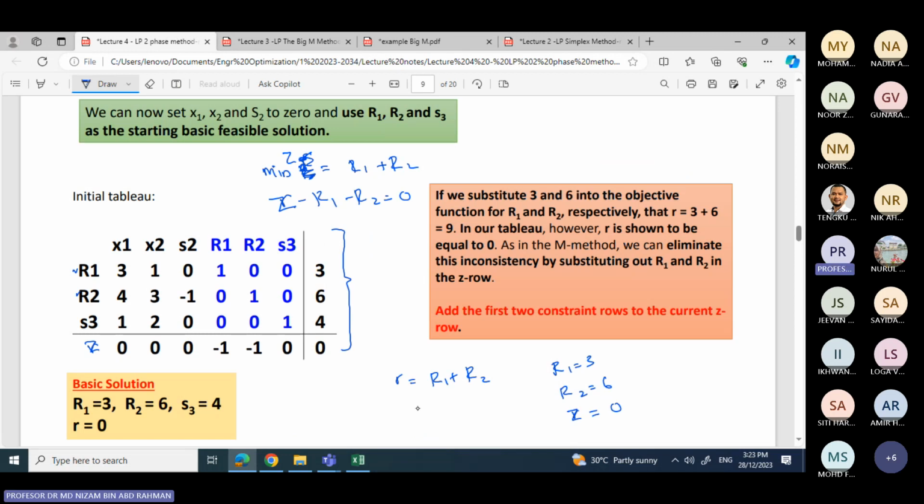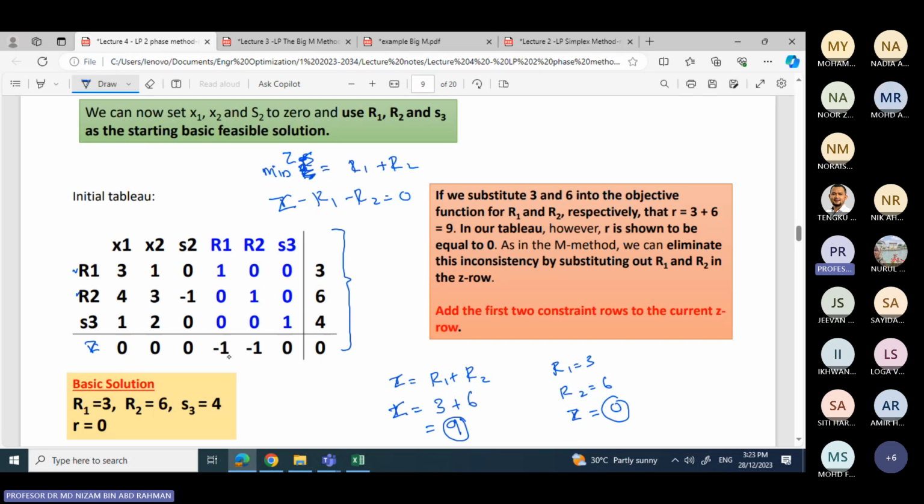But when I substitute that, R equals R1 which is 3 plus R2 which is 6, so R equals 9, right? But in this tableau, Z is supposed to be 0. So there's an inconsistency. So we need to address that inconsistency, right? So how to do that?